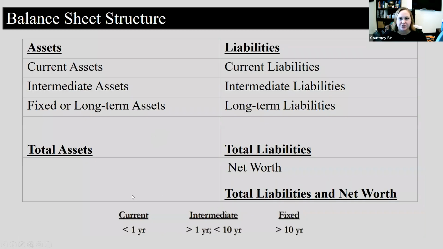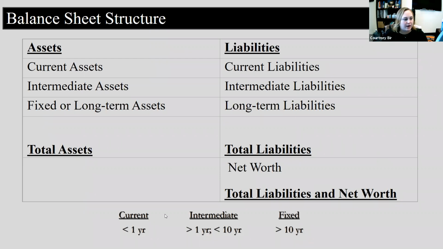So this is the balance sheet structure, and I will go into detail about all of these different pieces of the balance sheet. But in general, on your left-hand side you have your assets. Those are your current assets, your intermediate assets, and your fixed or long-term assets. That ends up being your total assets. For your liabilities, you have your current liabilities, your intermediate liabilities, and your long-term liabilities. That will add up to be your total liabilities, and then you use that to calculate your net worth, and then you end up with your total liabilities and your net worth.